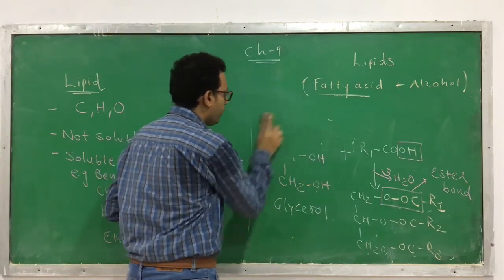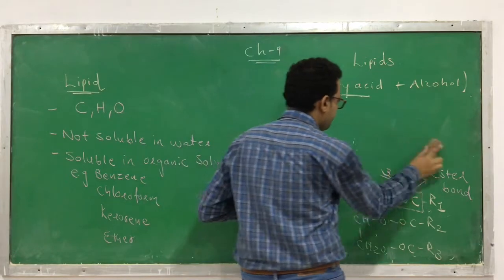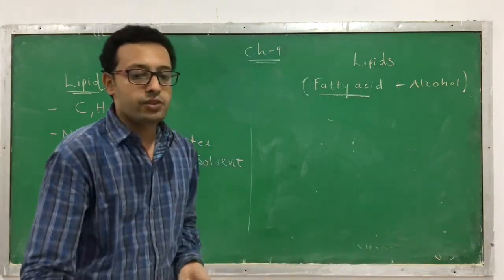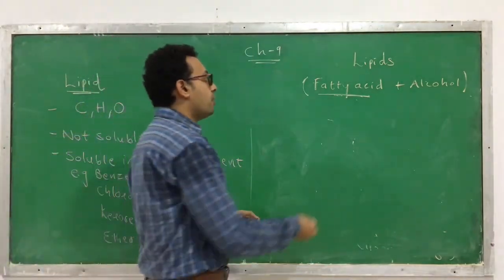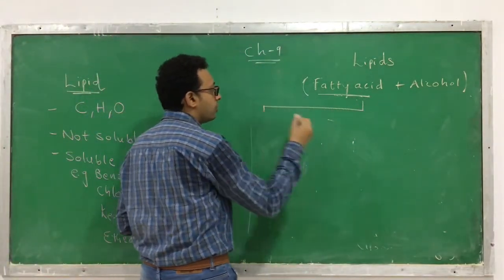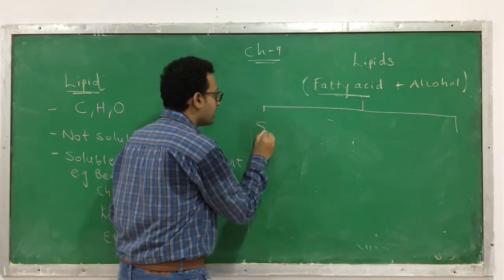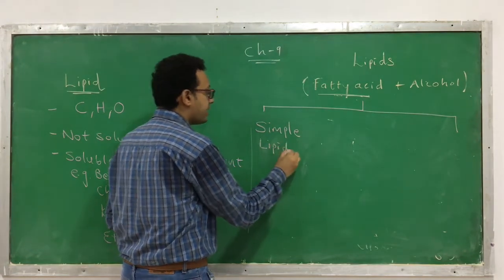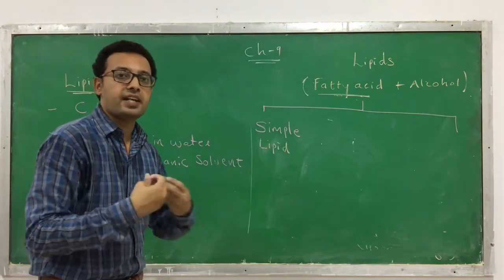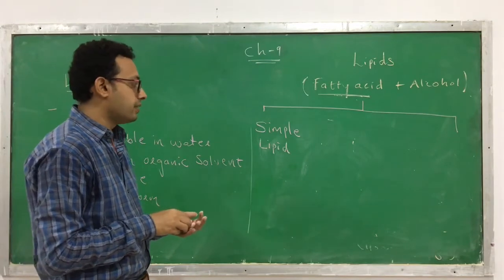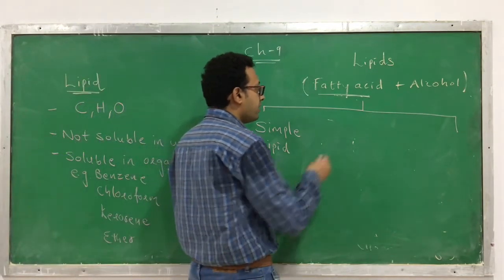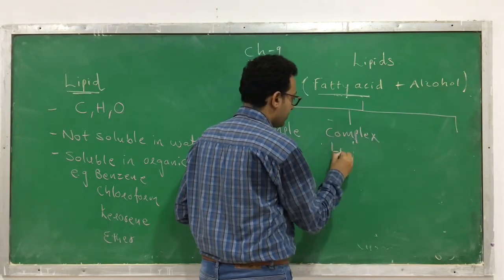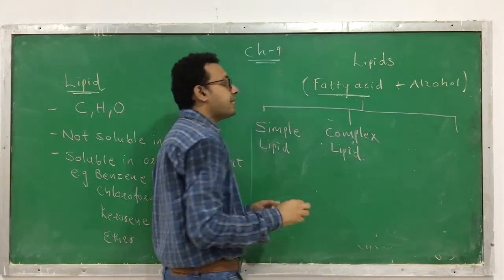Now we are moving ahead. You know that in a lipid there is a combination of two things, fatty acid and alcohol. Such a type of lipid is called a simple lipid. Triglyceride is an example of simple lipid, or fat and oil, they are examples of simple lipid. Now another type of lipid you can find is a complex lipid. So what does the complex lipid contain?